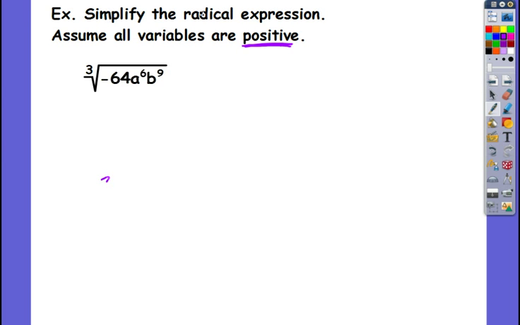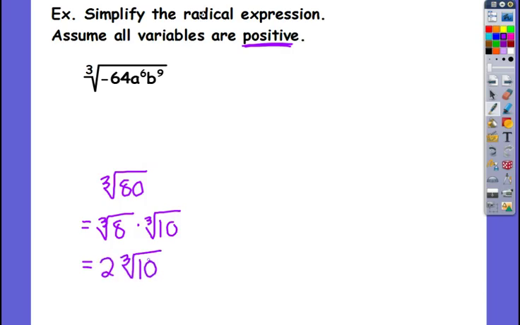Think about when we did things like this. This wasn't simplified because I could break this down into the cube root of 8 times the cube root of 10. And then I can take the cube root of 8 and say the cube root of 8 is 2. And then I get my most simplified form. The same idea is happening on these types of problems.